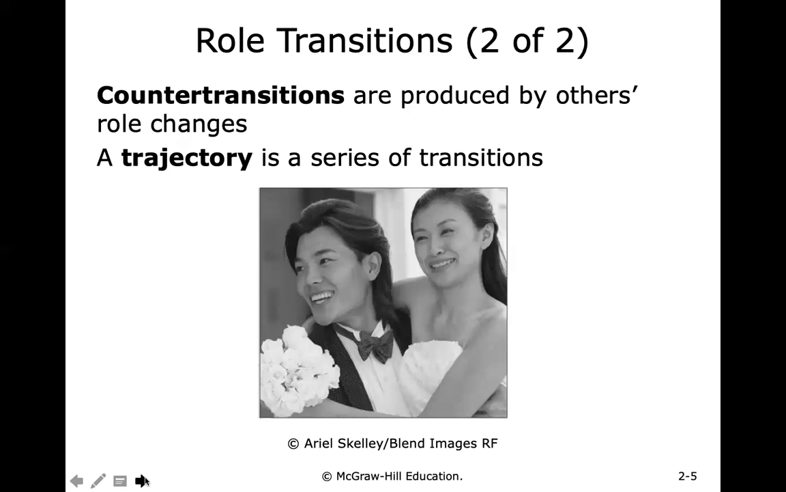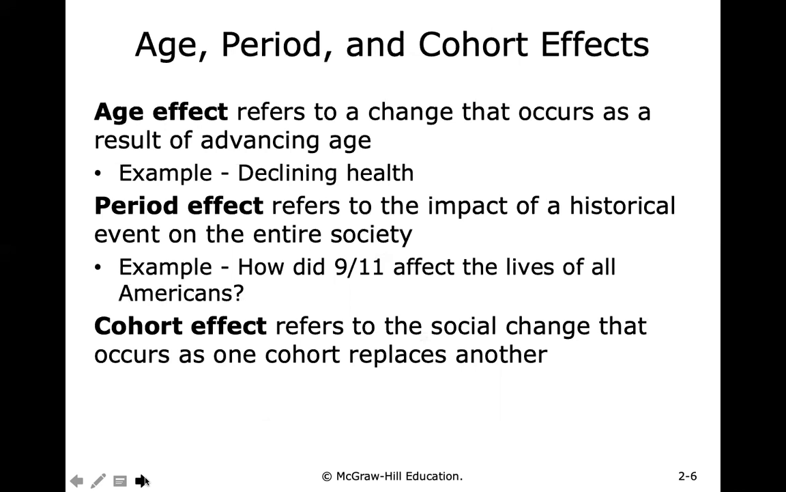And for those of you who have had this before, this probably is a little review for you. We look at how these transitions occur and how we are with trajectories within certain effects. And there are described in the book 3 different effects: the age effect, the period effect, and the cohort effect.